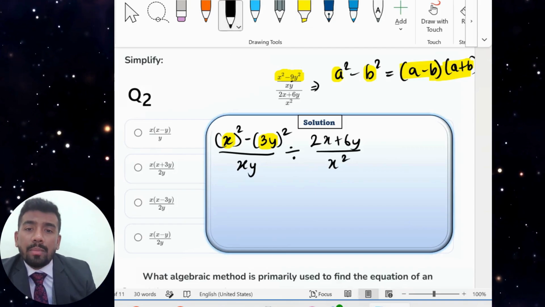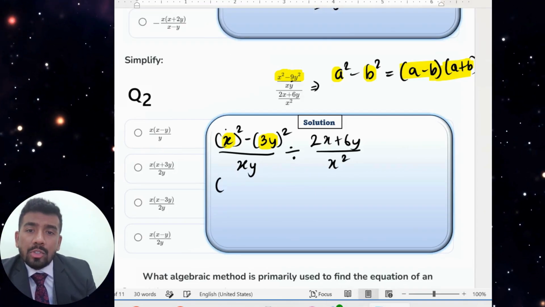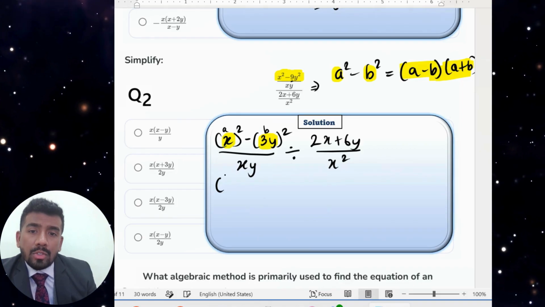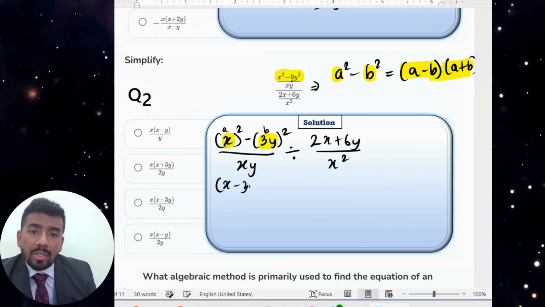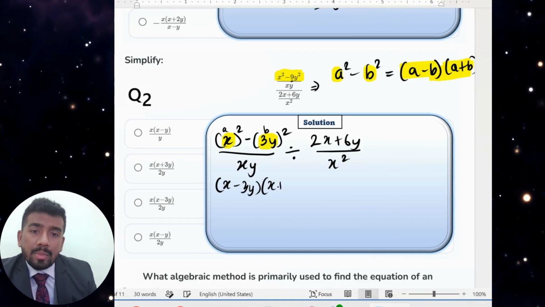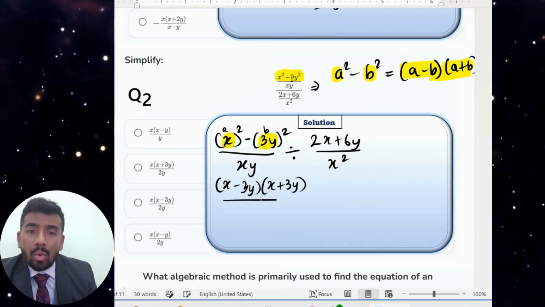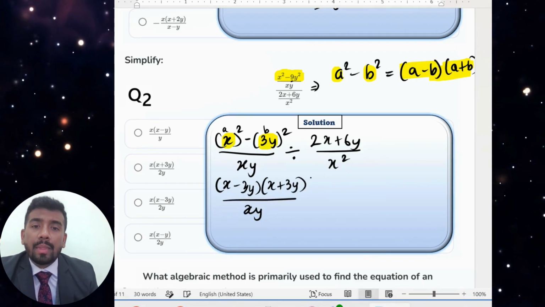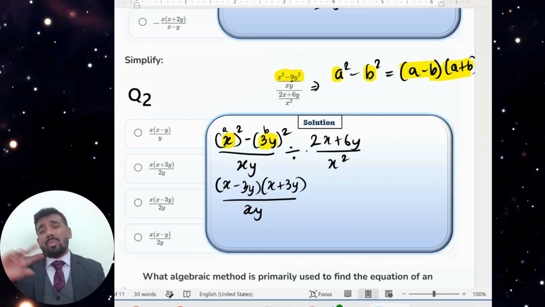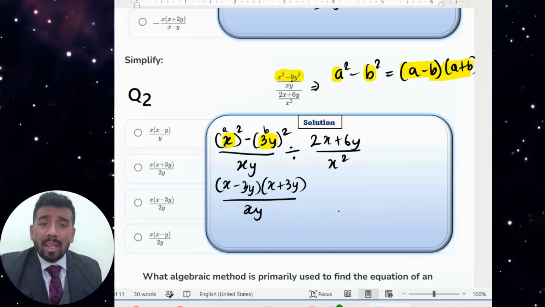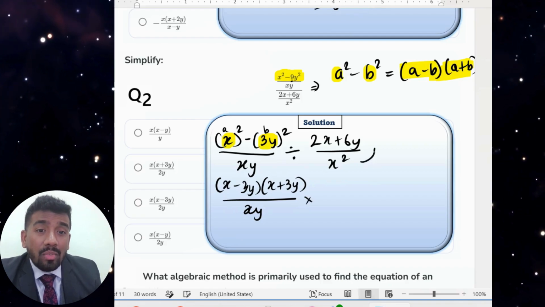So what will this become? That's your a, that's your b. So a minus b: x minus 3y and x plus 3y, over xy. And this divide, I don't like this divide. I want times.